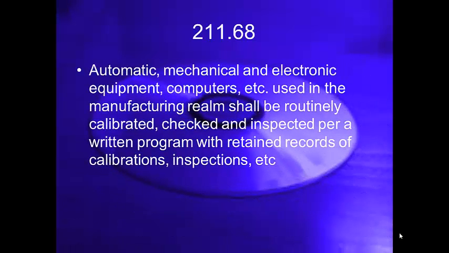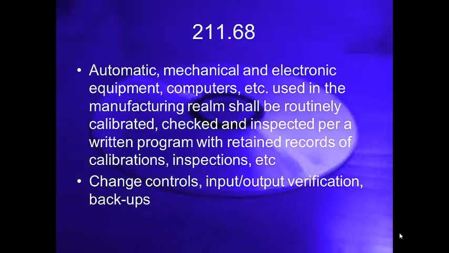68 talks about automatic, mechanical, electronic equipment, computers, etc. used in the manufacturing realm shall be routinely calibrated, checked, and inspected per some type of written program with retained records of that calibration, inspection, and those checks. Change controls, input, output verification, and backups. Make sure all those are in place and you have it written and you keep the documentation of those tests.